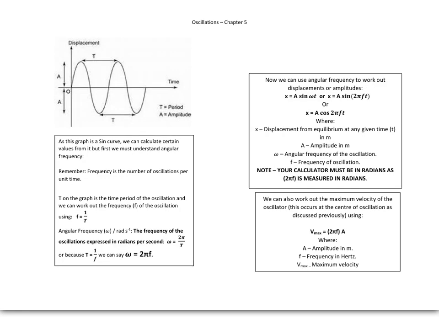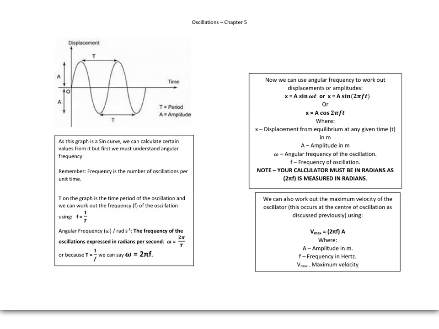So this is a displacement against time graph, and it is a sine curve. From this, in this slide you can see the equation for angular frequency, which is the frequency of oscillations expressed in radians per second, which is equal to 2π over T, but T is 1 over f, so angular frequency is equal to 2π times frequency.